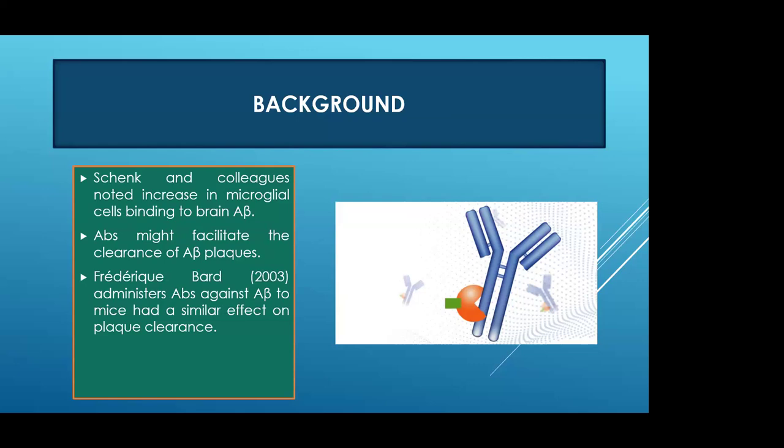Again, in 2003, the Elan Pharmaceuticals team, led at that time by Frederique Bard, demonstrated that directly administering antibodies against amyloid beta, rather than stimulating the body to generate antibodies on its own, had a similar effect on plaque clearance. So it was essentially the same if you gave them antibodies as if you gave them vaccines.